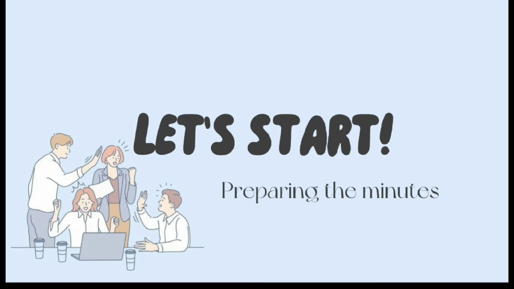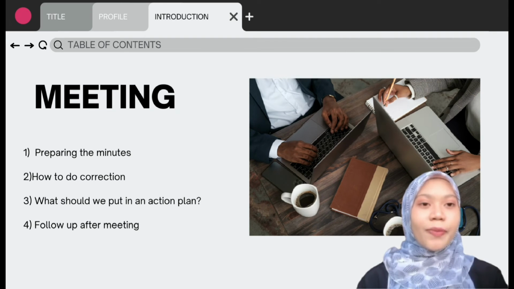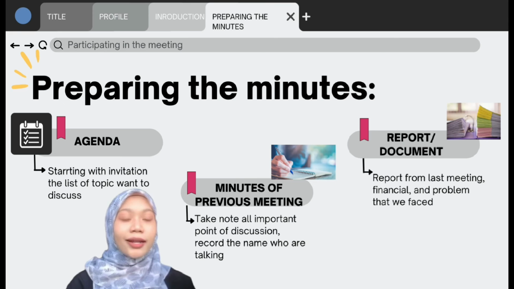Let's start with the first presenter. We are required to present slide chapter 5, which covers the part on participating in the meeting. This includes preparing the minutes, how to do corrections, what we should put in the action plan, and follow up after the meeting. My point is preparing the minutes.